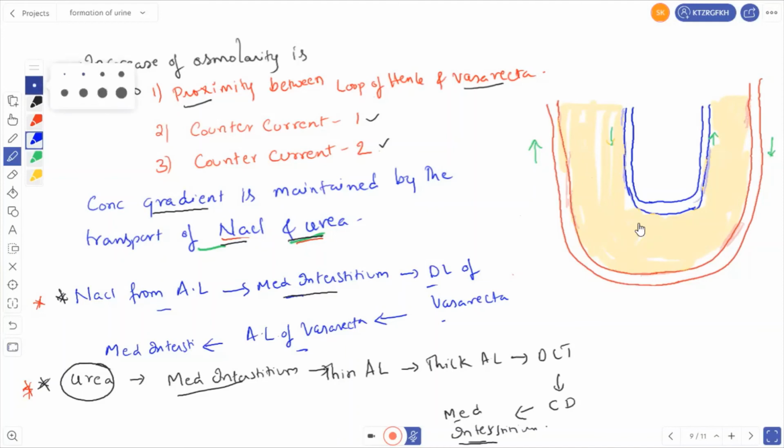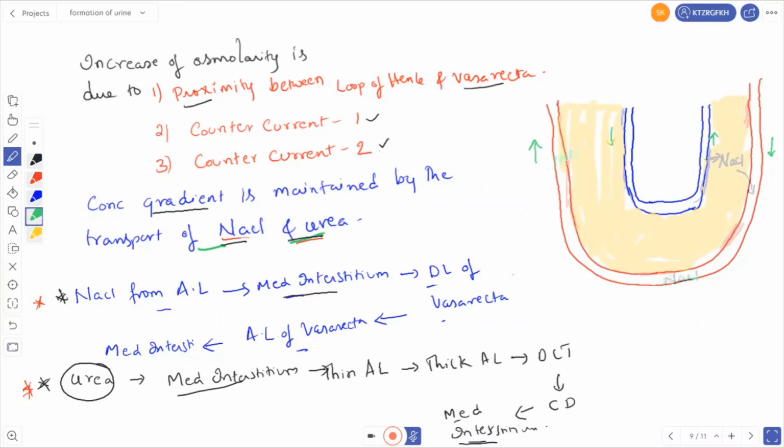Right. Now if you see here, from where to where is it moving? NaCl, from here the NaCl is entering to here. NaCl is coming from where to where? From the ascending limb to the medullary interstitium. From the medullary interstitium to the descending limb of vasa recta. From here, it is traveling like this, and from here it reaches the ascending limb of vasa recta.